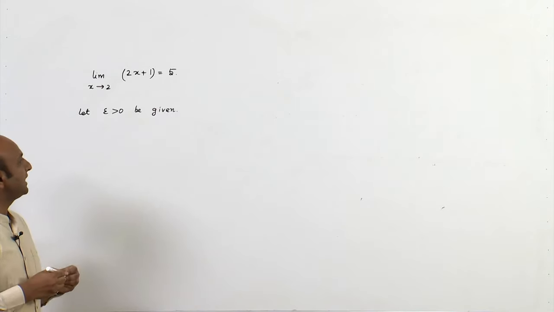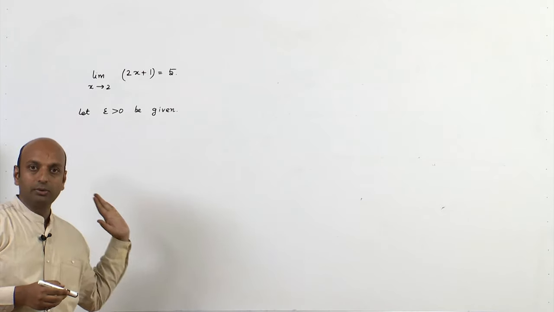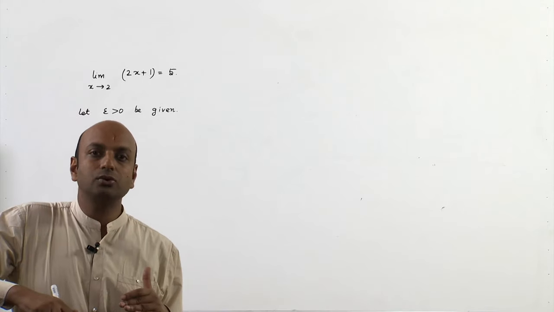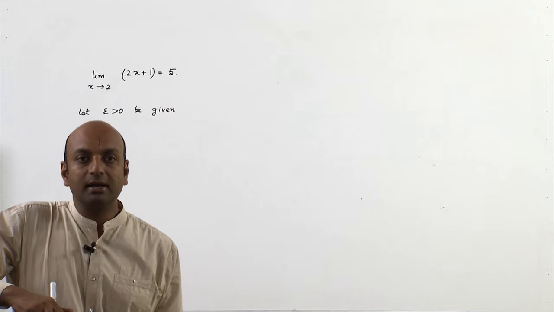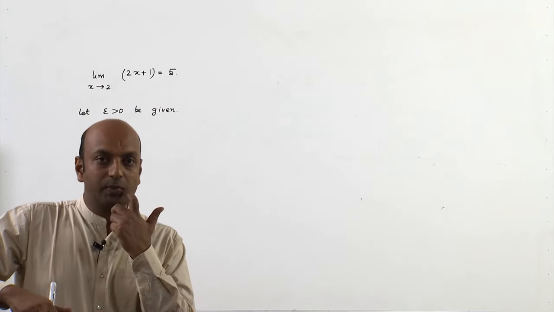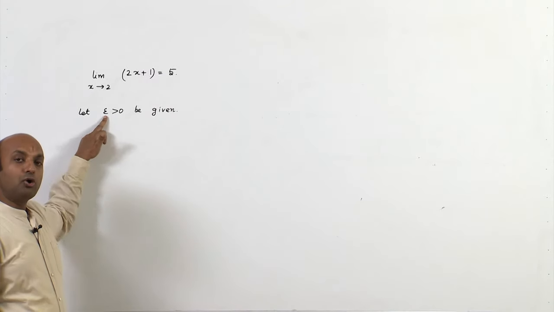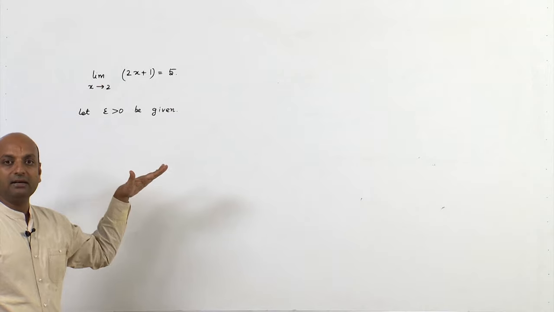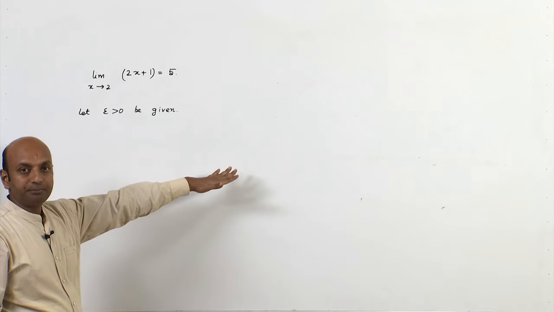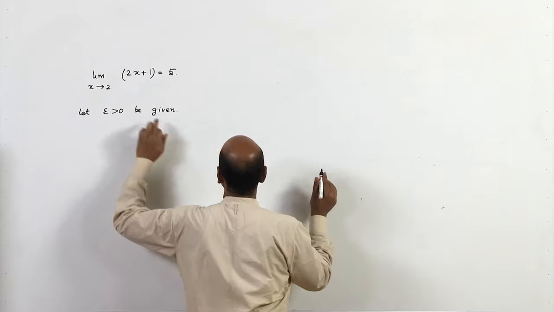You take any epsilon greater than 0. The same process will repeat for any epsilon greater than 0. So we can say that for every epsilon greater than 0, there will exist some delta. So basically what we have to show? We have to show that if you take any epsilon greater than 0, there will always exist a corresponding delta such that the definition holds.